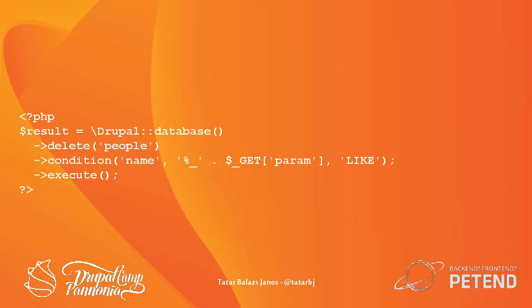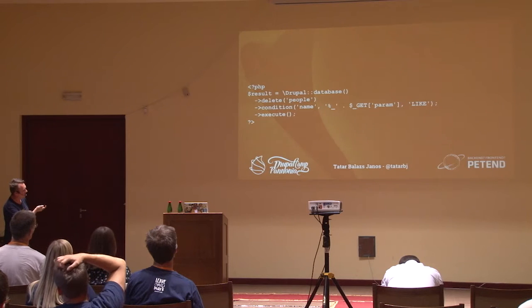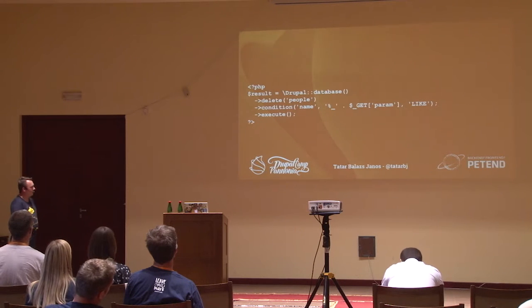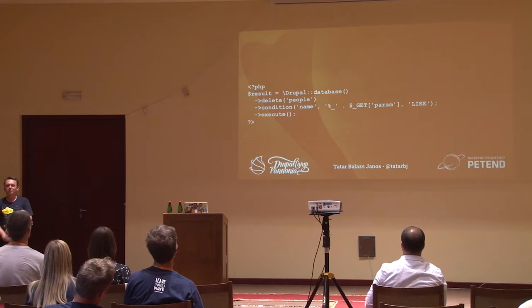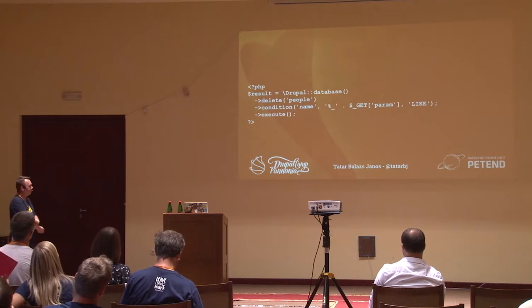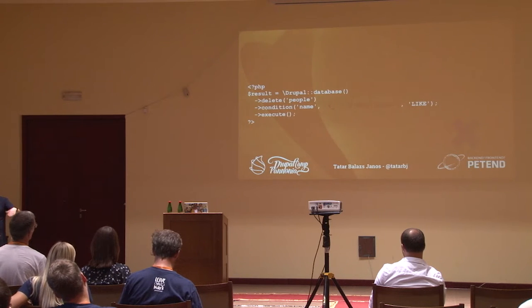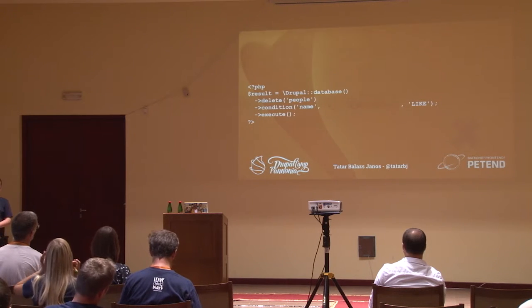Okay, so here we get a condition that says on the people table, we want to use a get param named parameter in a like condition. Whoa. No one is green, right? Great. Obviously, the parameter is wrong there. What's the issue here? Okay, SQL injection, we know. But how can it be fixed?